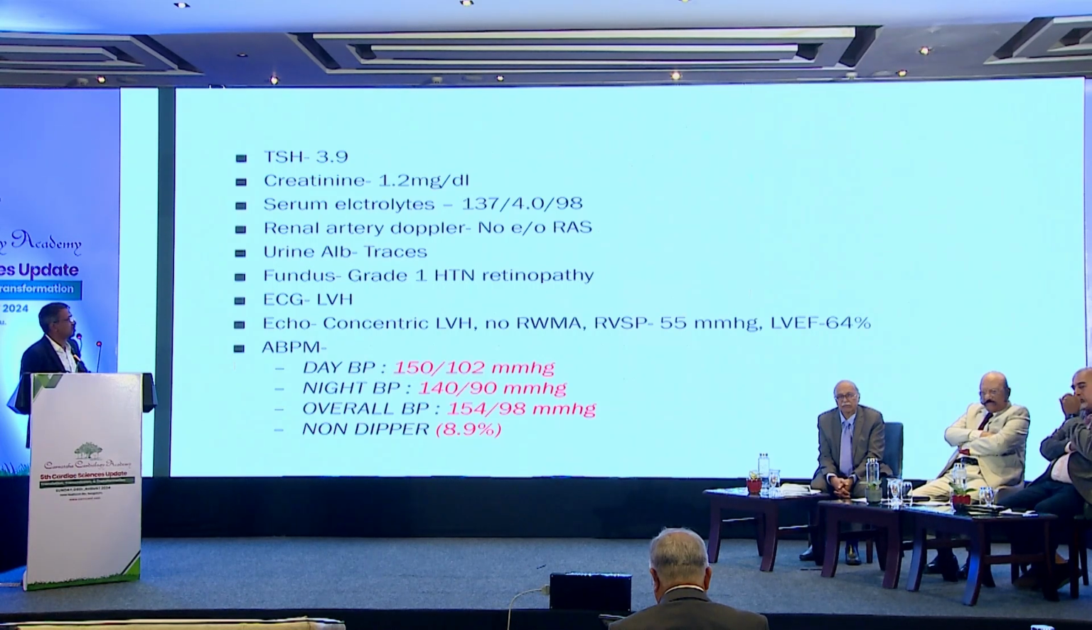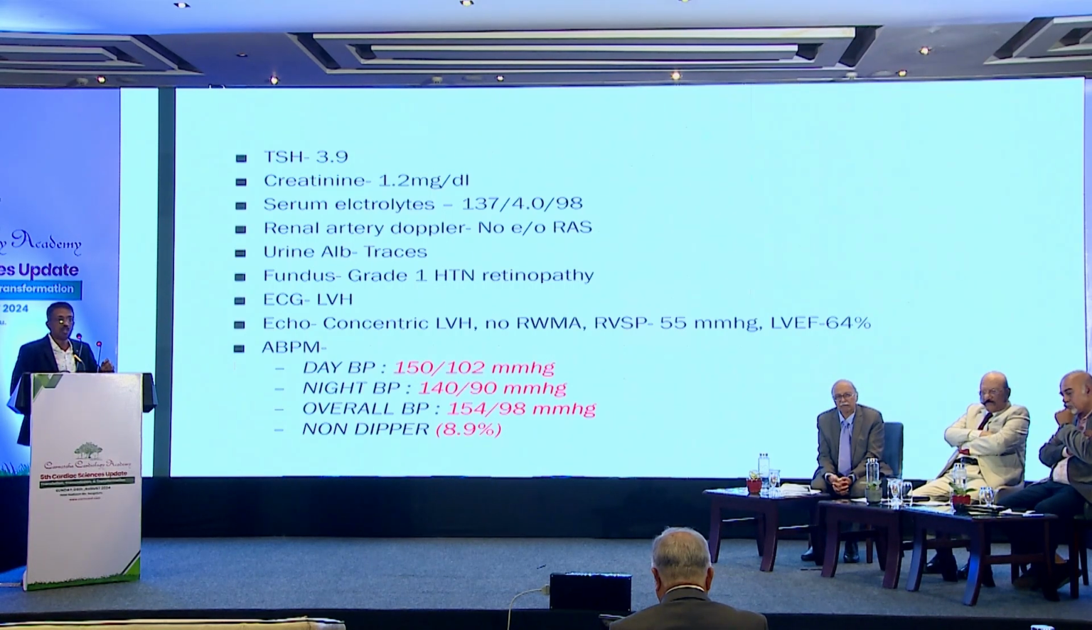Renal artery Doppler was normal, no evidence of renal artery stenosis. Urine albumin traces. Fundus showed grade 1 hypertensive retinopathy. ECG showed LVH with strain. Echo showed concentric LVH, no RWMA, with an RV systolic pressure of 55 millimeters of mercury. Very evident, moderate pulmonary hypertension, not due to LV diastolic dysfunction, because her LV diastolic functions were normal.